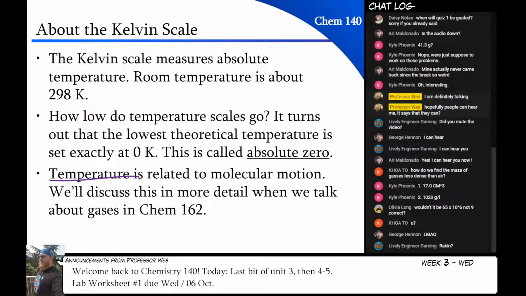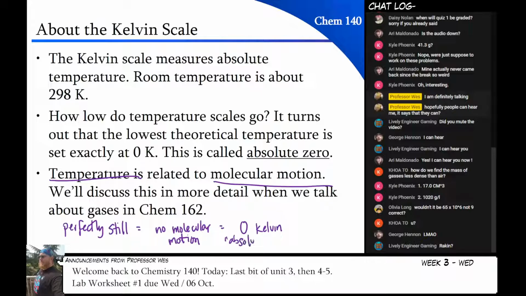The temperature of something is related to how fast the molecules in it are moving or vibrating or translating. If I have a sample and the molecules are perfectly still, then we would say there is no molecular motion, and therefore that would be 0 Kelvin. We call this absolute zero, and you've probably heard of that expression before.